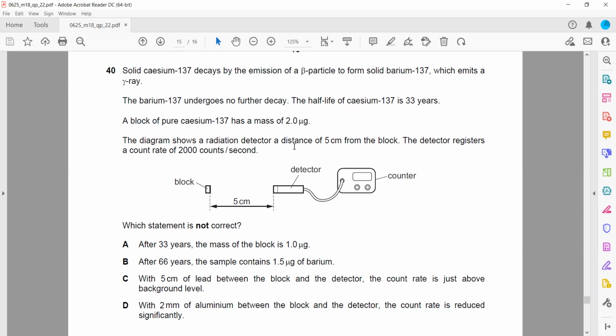The diagram shows a radiation detector, a distance of 5 centimeters from the block. The detector registered a count of 2000. So basically there are 2000 counts or 2000 radiations.